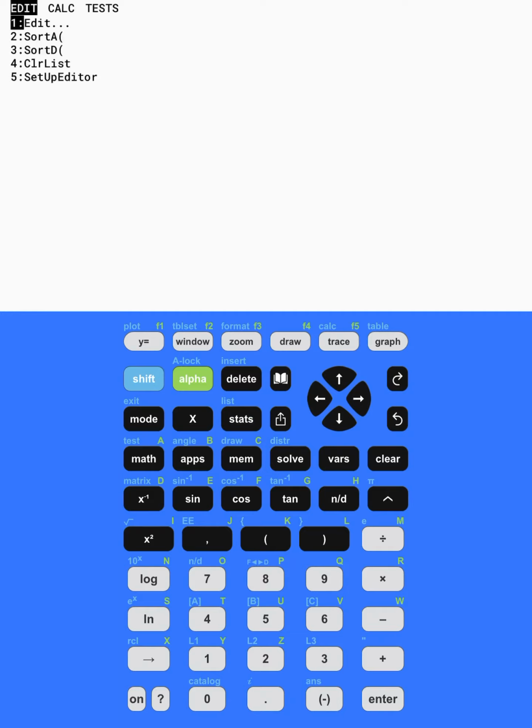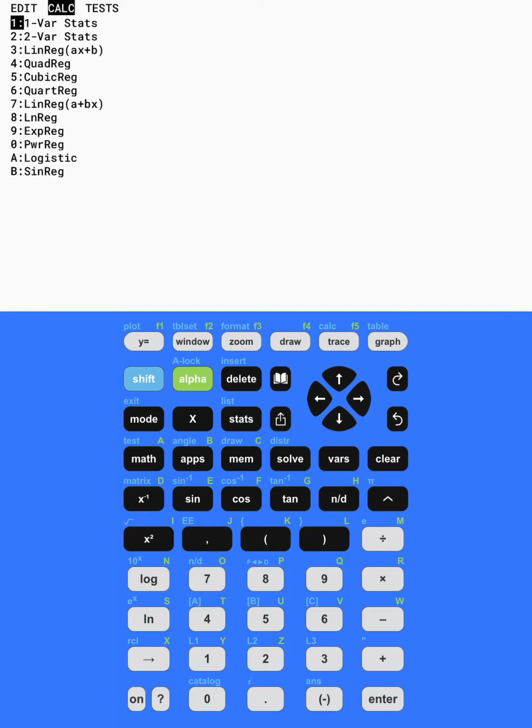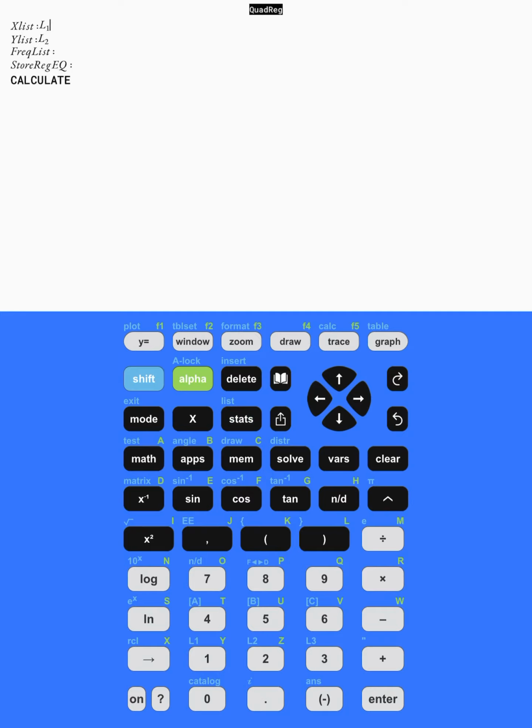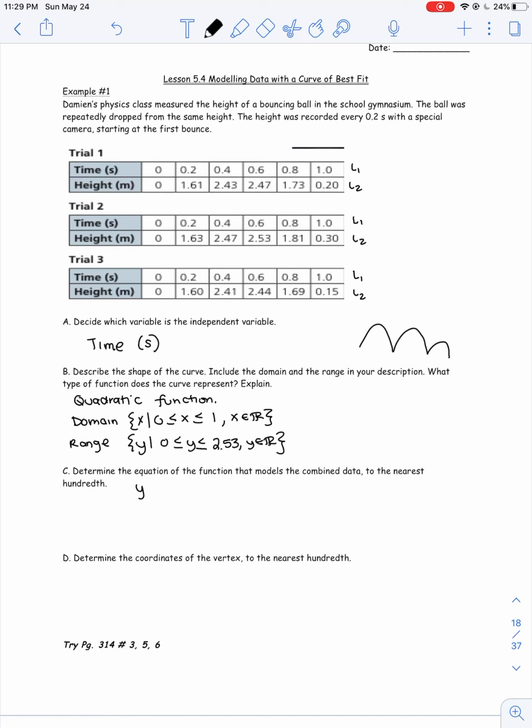Once you've completed that, you're going to press stat, go to the right till you've highlighted calc, and you're going to select number 5, which will be quadratic regression. It should say at the very top, quad regression, and you're going to press enter until it calculates something like this. So this is our quadratic equation that we need to label in the form y equals ax squared plus bx plus c.